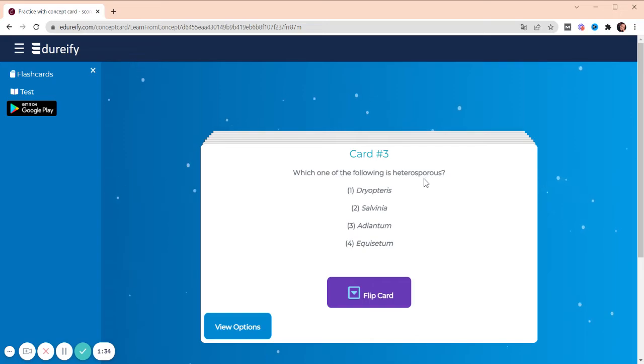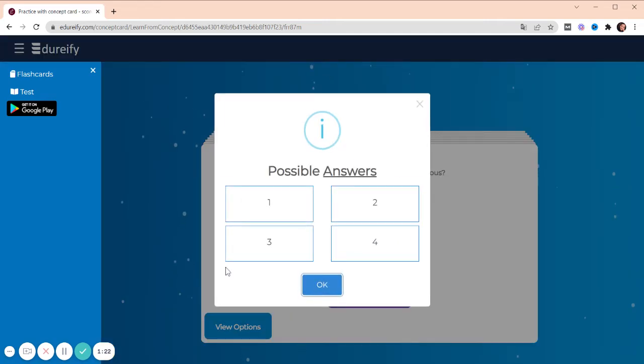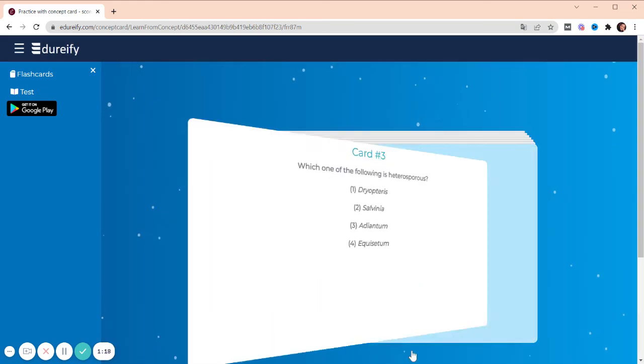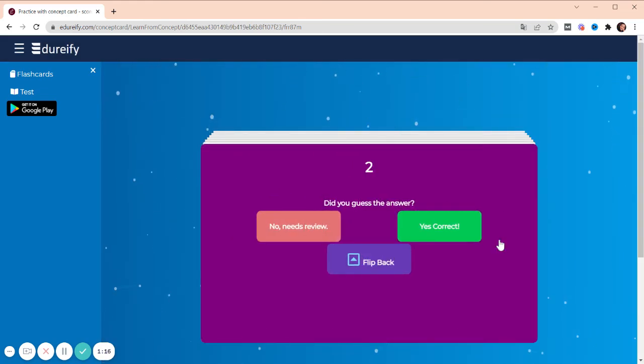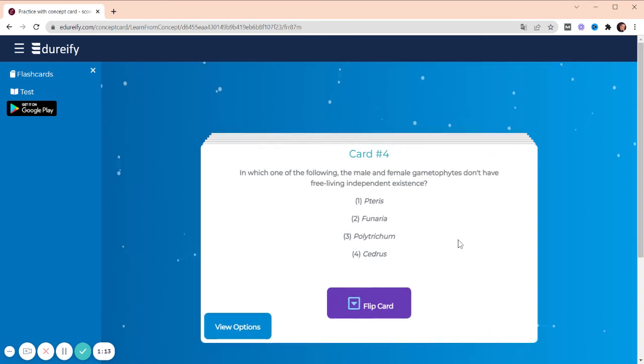Which one of the following is heterosporous? Dryopteris, Salvinia, Adiantum, Equisetum. View options. Click on the possible answer. OK, and flip the card and check. It's 2. So in this way you can go through 15 cards quickly and see whether your option is correct or wrong.